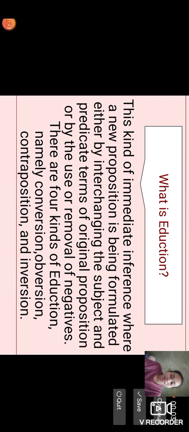So, what this means, class, is that conversion has two parts, the convertend and the converse. The convertend is the original proposition, the sentence as it is. Then we convert it to the converse. In the converse, the subject and predicate are interchanged from the original proposition.